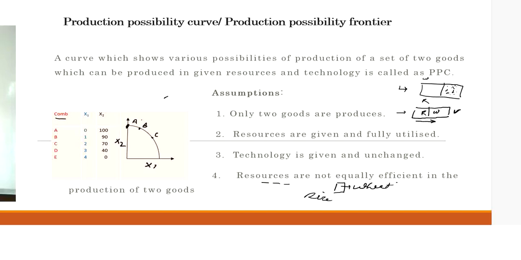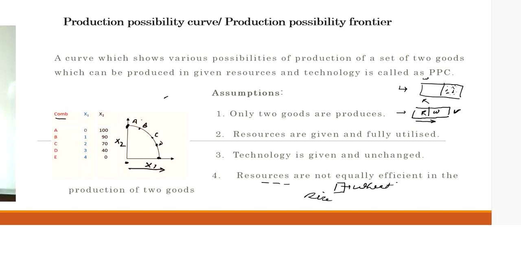Similarly at D, you will produce 3 units of X1 commodity and 40 units of X2 commodity. And when you reach combination E, all resources will be allotted to the production of X1, meaning nothing is left for the production of X2. That's why you can see maximum production of X1 commodity, but the production of X2 becomes 0.